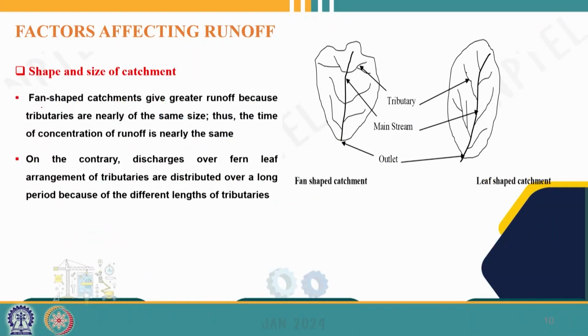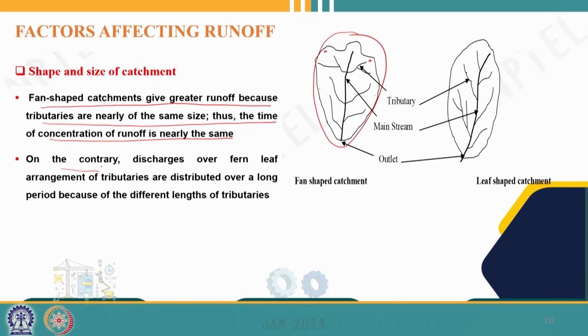Then a fan shaped catchment gives greater runoff, because tributaries are nearly of the same size, thus the time of concentration of runoff is more or less the same. So if you take a fan shaped catchment which is here, then obviously as you can see, the flow time for water from this point to this point and this point are not significantly different. That means for the entire basin, the peak flow will be reaching the outlet at the same time. So that is why the peak flow will be much larger.